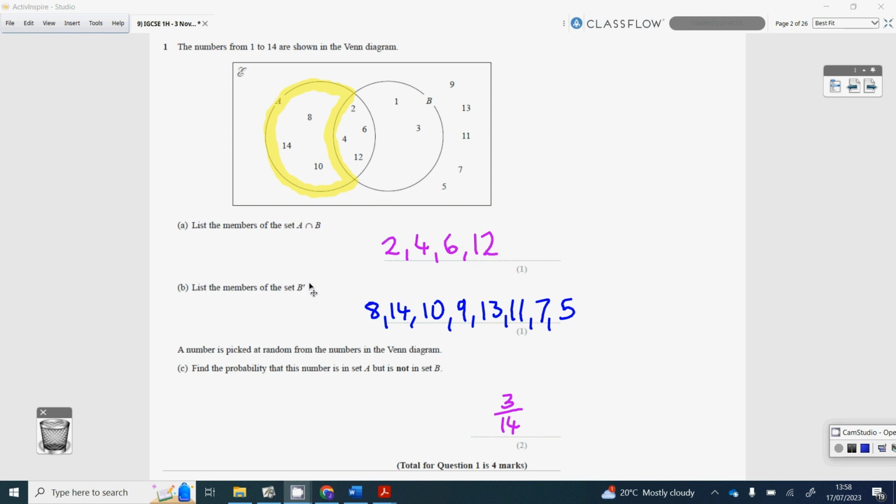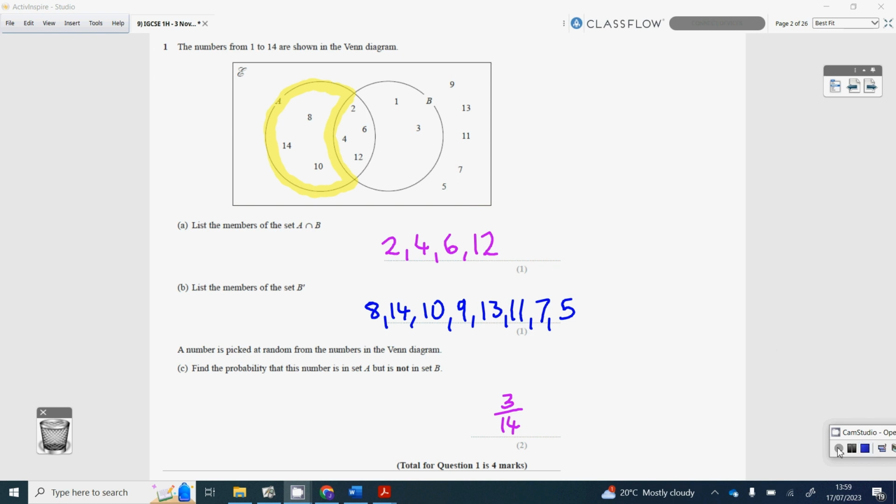Now this B dash means not in B. So all the ones that are not in the B football. So that's the 8, 14 and 10 over here. They're not in B, but neither are these over here. So also the 9, 13, 11, 7 and 5.